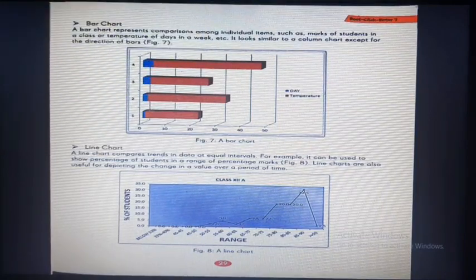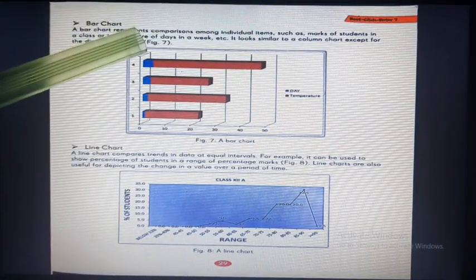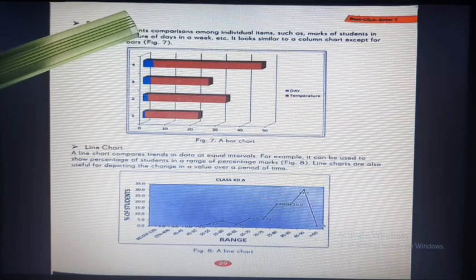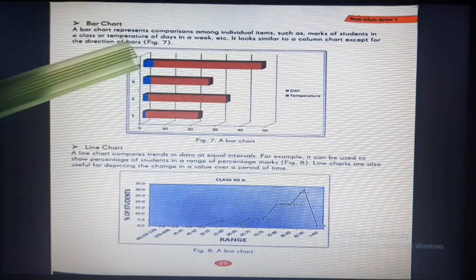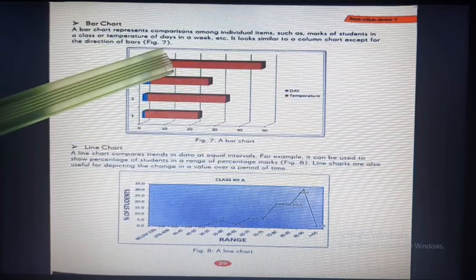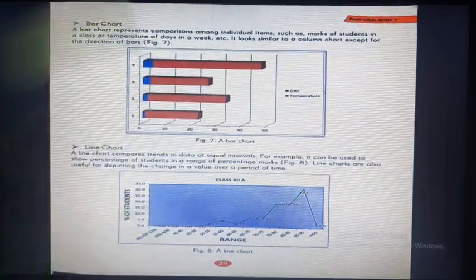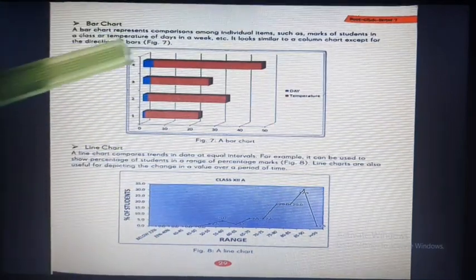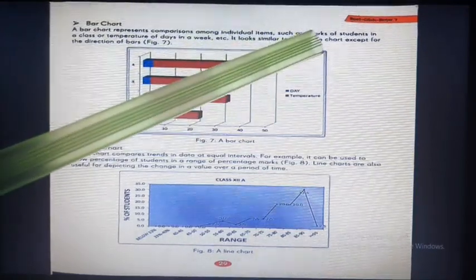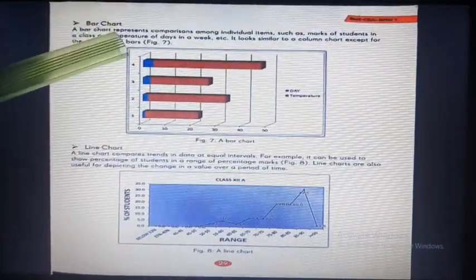Temperature of days, mark of class, bar chart. It is almost similar to a column chart, but the difference is that the column chart is given vertically and the bar chart is given horizontally. It looks similar to a column chart except for the direction of bars.